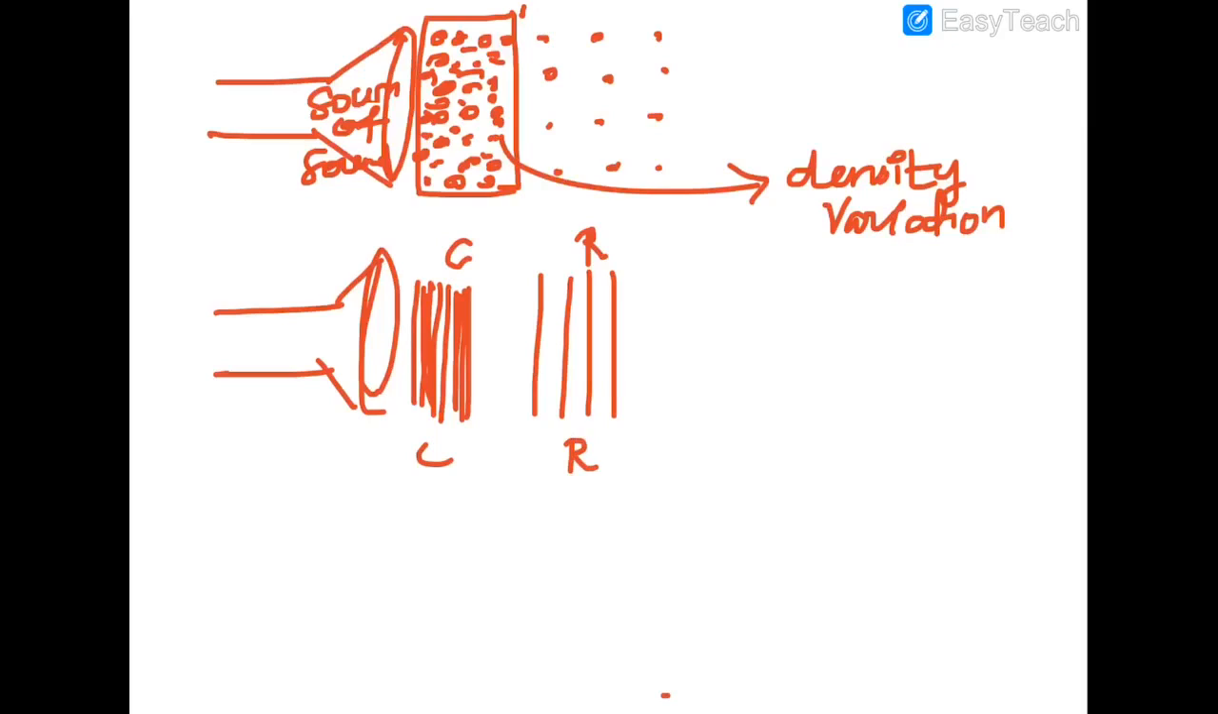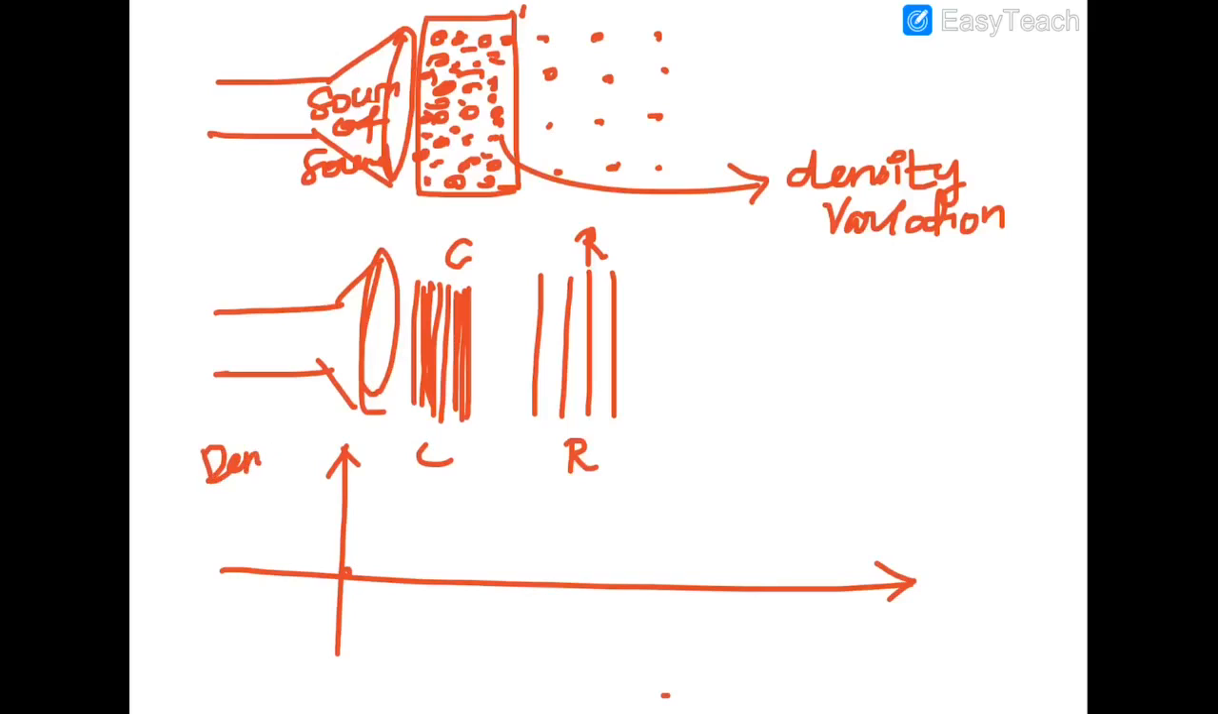So when you plot the graph between these two, from the beginning, from the 0 point, here we have density or pressure variation. If you plot the graph between density or pressure, with the average density or pressure given, and distance. So what is the distance?